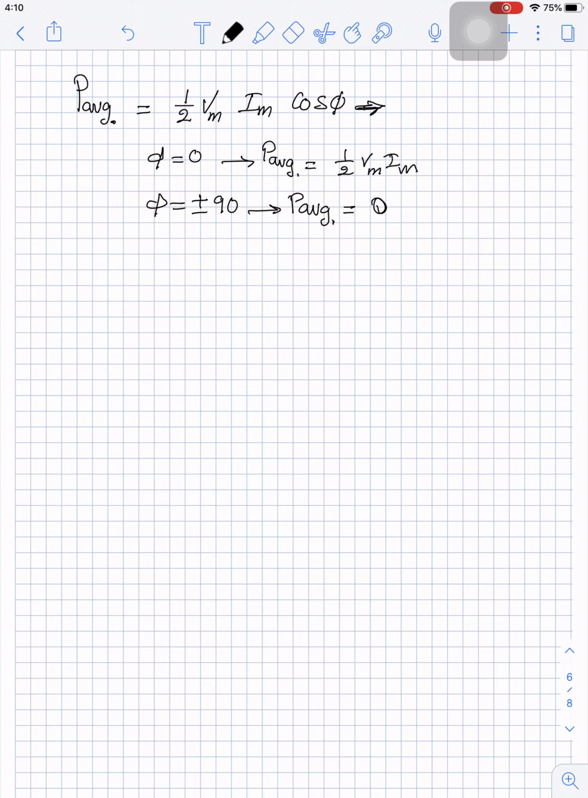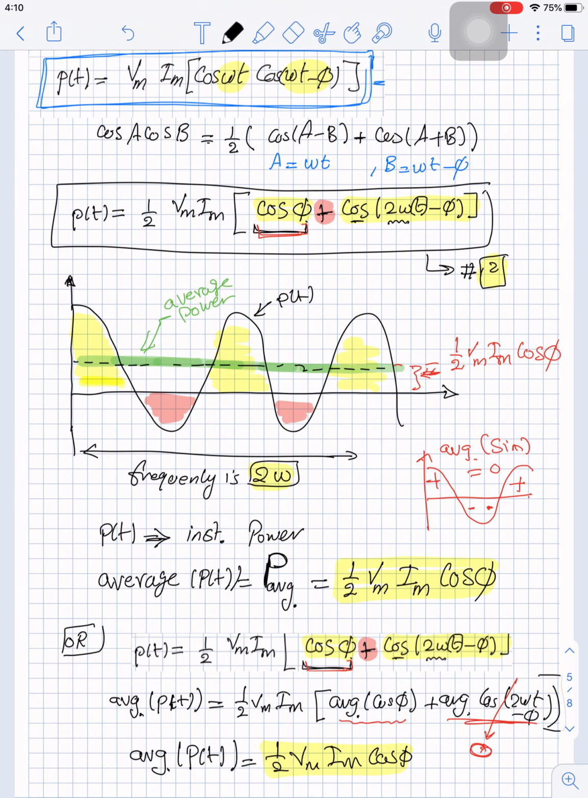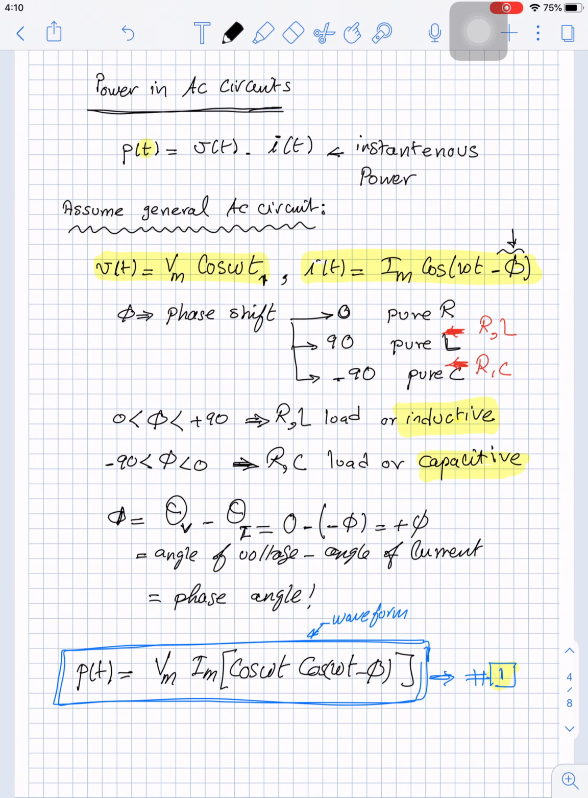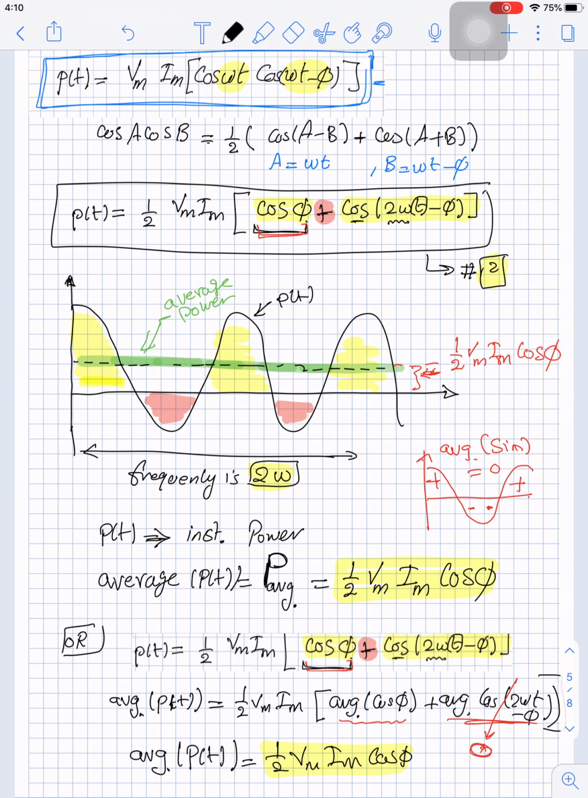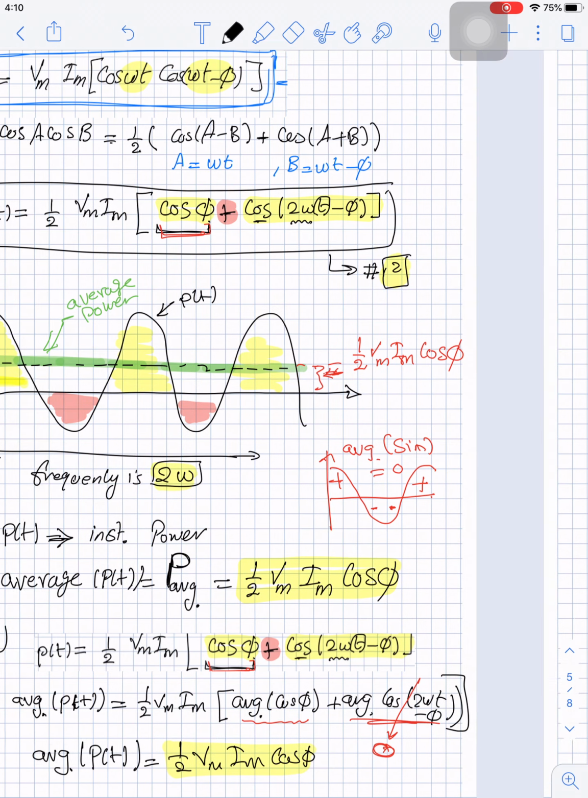No, the average power is not VI. It's half VI. So you need to take V max multiplied by I max and divided by half. How did we get this half? Just from the proof. Okay, we did this from the proof. If we calculate P average, it's a half V max I max.